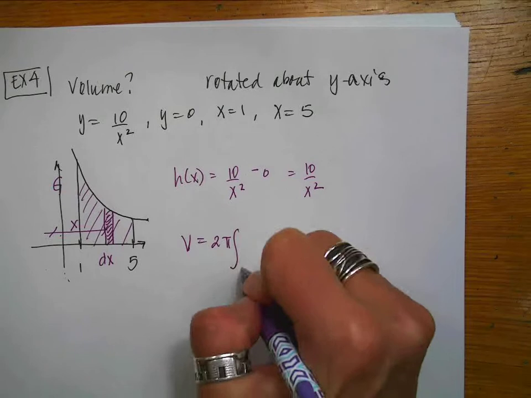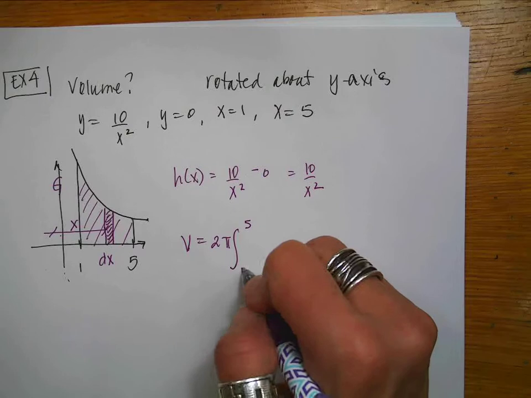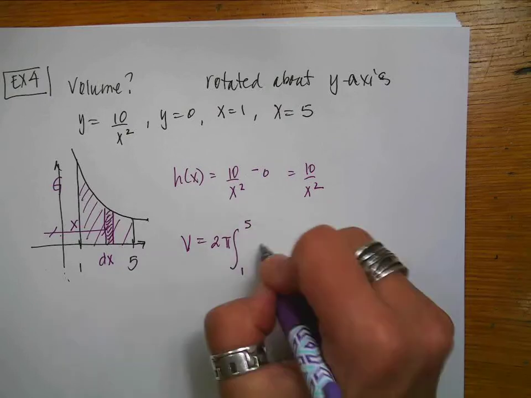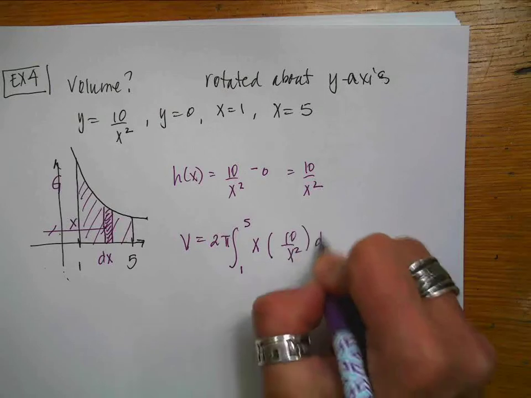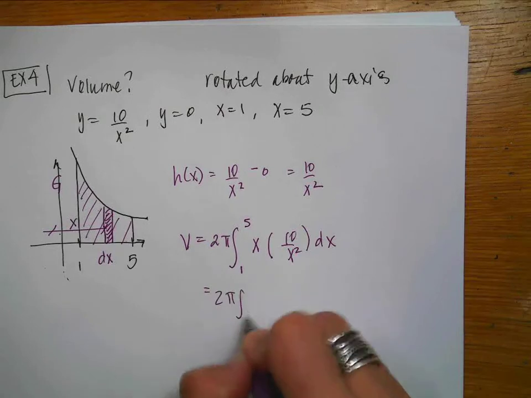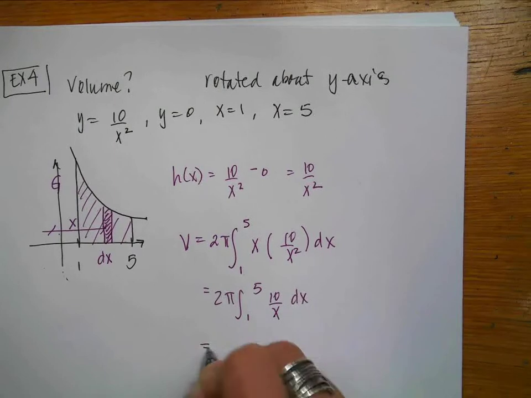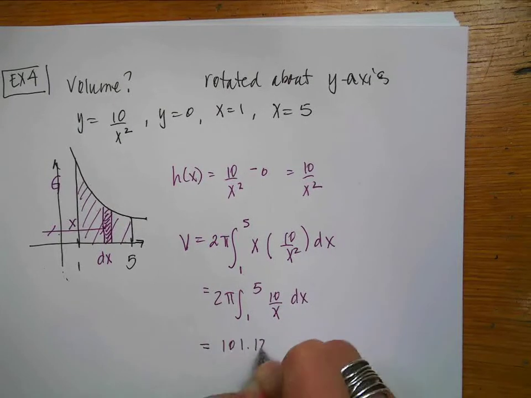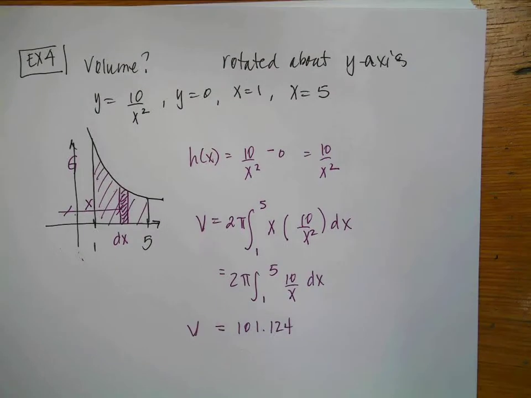So volume is going to equal 2 pi. It's a dx, so I'm going to integrate from 1 to 5. Those are the boundaries of the revolved solid. My p of x was x. My h of x is 10 over x squared. There's my dx. I might write this as 2 pi integral from 1 to 5 of 10 over x dx. And then when I integrate, I get 101.124, and there's my volume. So the shell method really makes managing the hole polite.